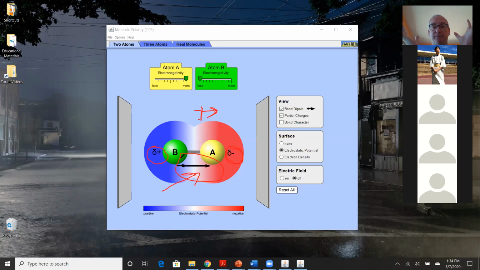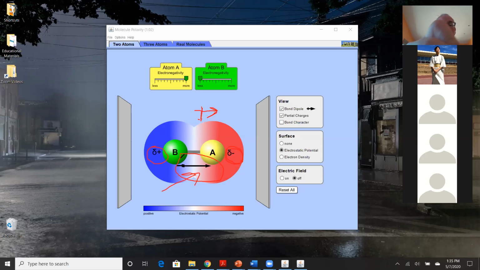Because there's only one bond in this molecule. And the molecular dipole is basically a sum of all of the bond dipoles in that molecule. And there's only one. So the bond dipole and the molecular dipole are the same because we add all the bond dipoles up to get a net dipole for the molecule. And since there's only one, we add that one up, it's going to be the same.